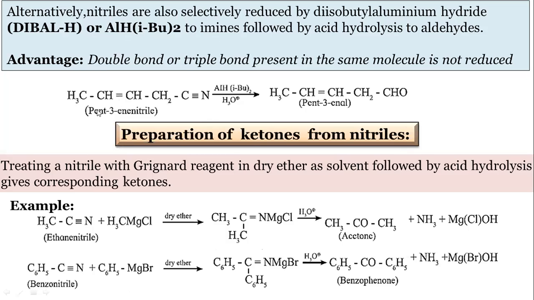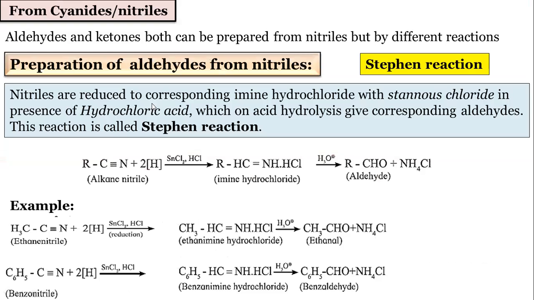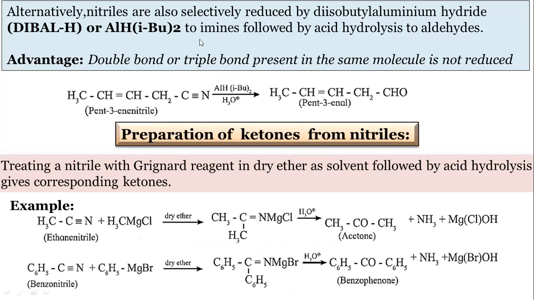In this nitrile, if the previous reagent, stannous chloride and HCl, is used, what will happen? The double bond will also be reduced. But for the reduction of only the cyanide, this DIBAL reagent is used. So what is the role of this DIBAL reagent? A double bond or triple bond present in the molecule will not be reduced. Only the nitriles will be reduced. So this is used for the selective reduction process.